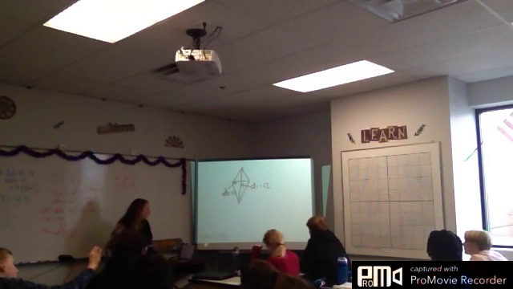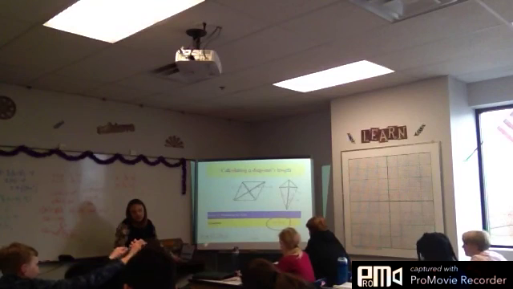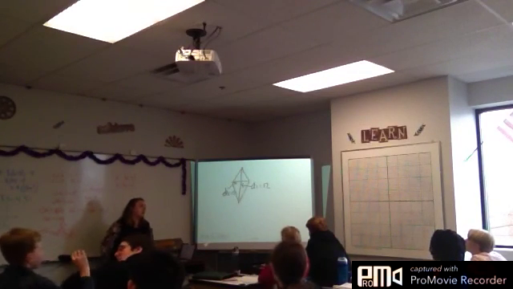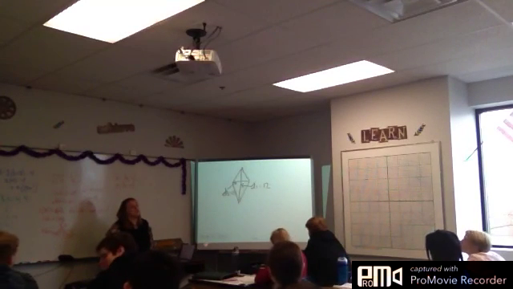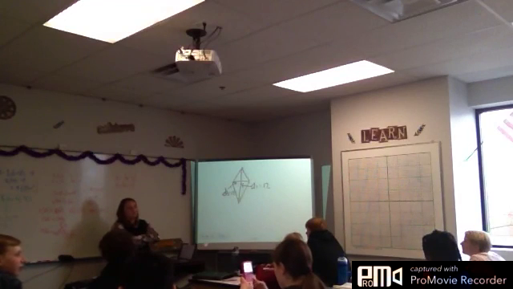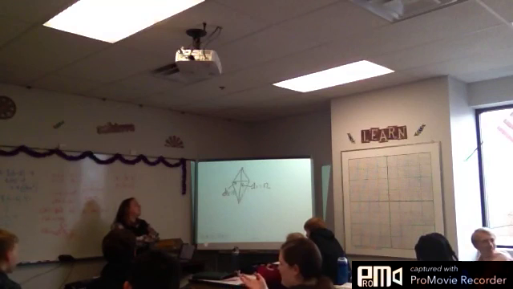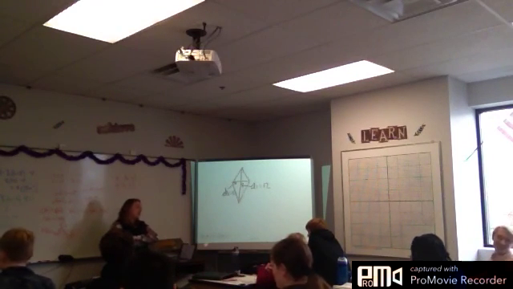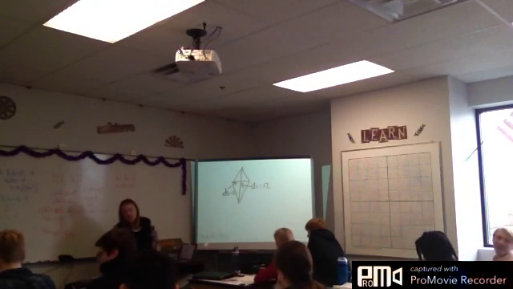Wait, I need to go back for like 2 seconds. 1/2 D1 times D2. So how do you figure out the area of this kite? We have 1/2 times 13 times 12. 13 times 12 is 100, and then 3 times 2 is 6, so 156. And then what do I have to do with that? Divide it by 2, so it is 78. 78 units squared.